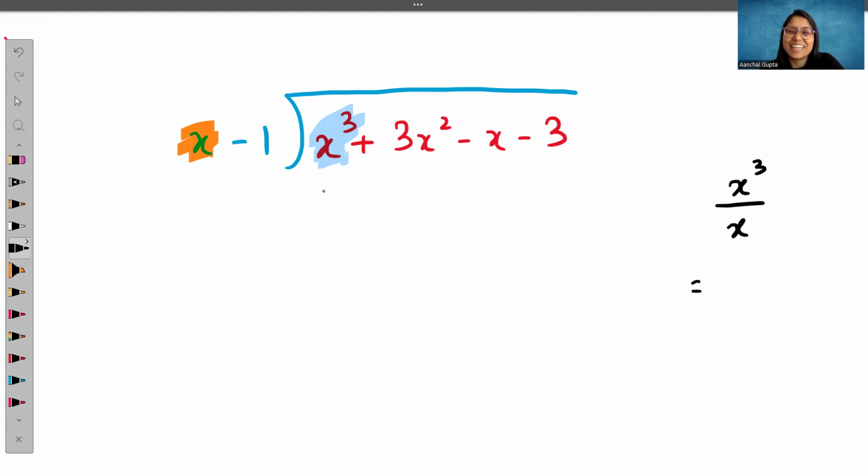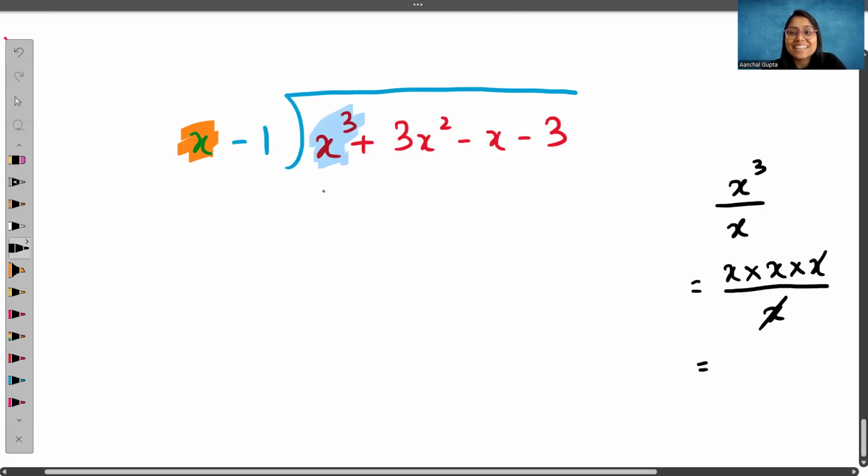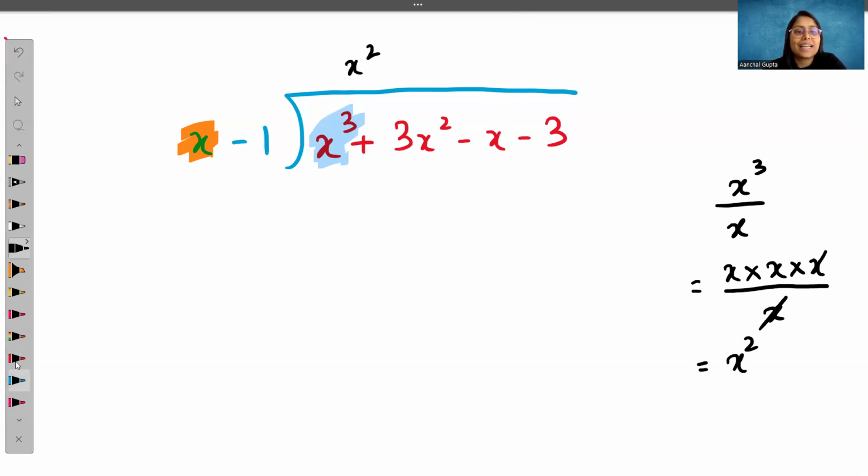Let's quickly recall a few things. x cubed can be written as x times x times x. Dividing by x, what can be cancelled? x and x. What's remaining? x squared. Amazing. So multiplying with x squared: x squared times x is x cubed, and x squared times minus 1 is minus x squared. That's great. Now what was the next thing?